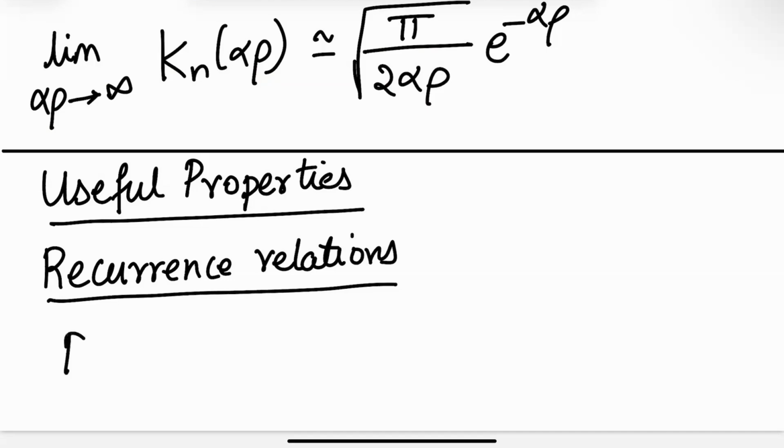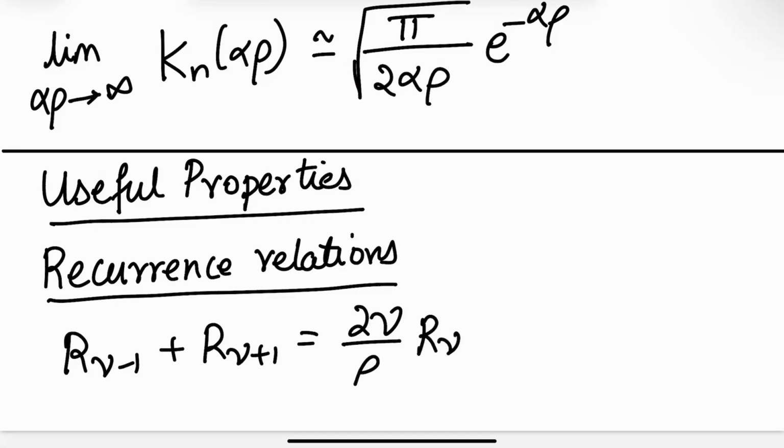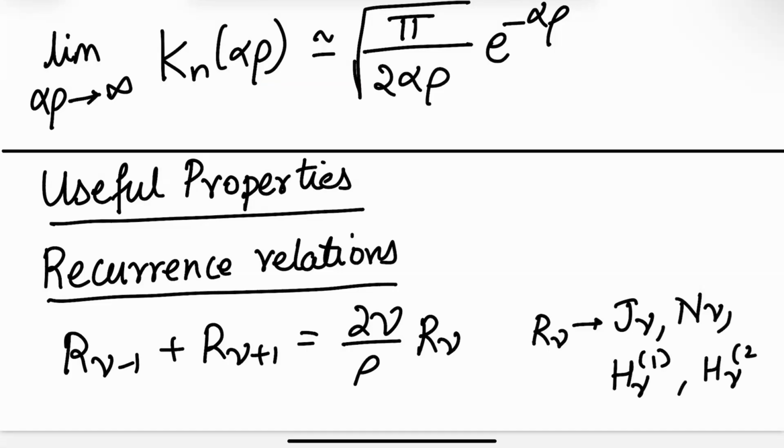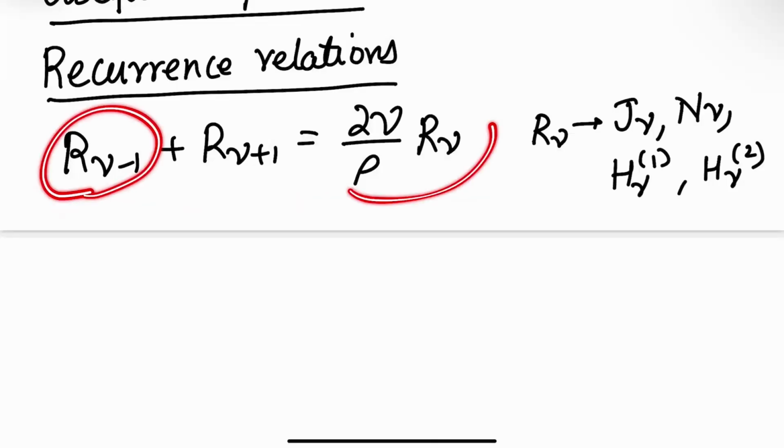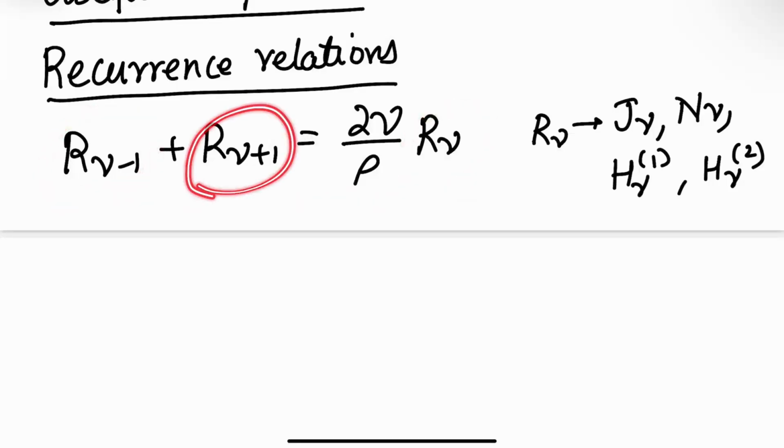Okay, so R_{ν-1} + R_{ν+1} = (2ν/ρ) R_ν, where R_ν can be J_ν, N_ν, H_ν^(1), or H_ν^(2). So for all of these Bessel functions and Hankel functions, you have this nice recursion relation, right? So if you know R_0 and you know R_1, you can find R_2. And then from R_1, R_2, you can find R_3 and so on.